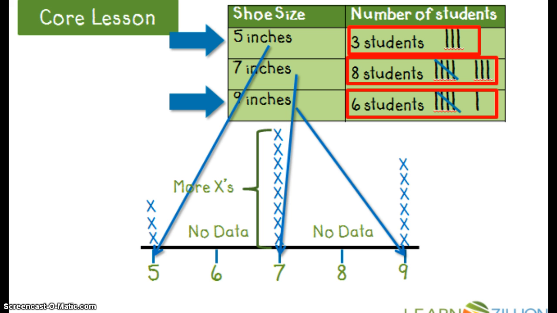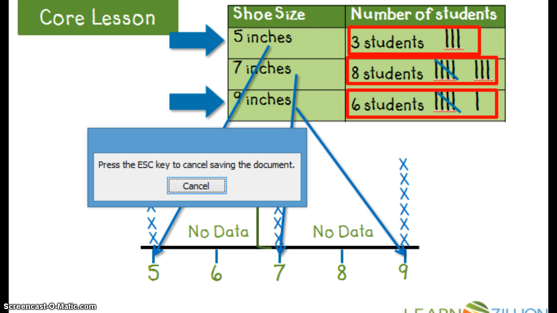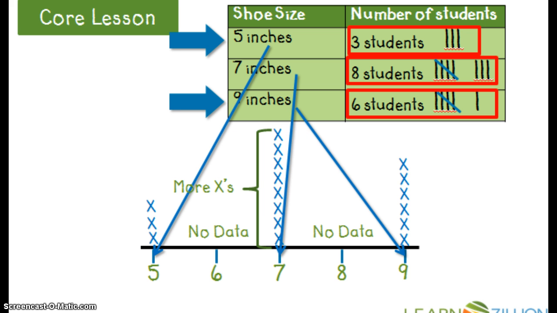Let's start at 5 inches. The number of students with a shoe size of 5 inches long was 3. So I would come here to my 5 and I would put 3 X's. 1, 2, 3. The 3 X's represent 3 students with a shoe size of 5 inches long.